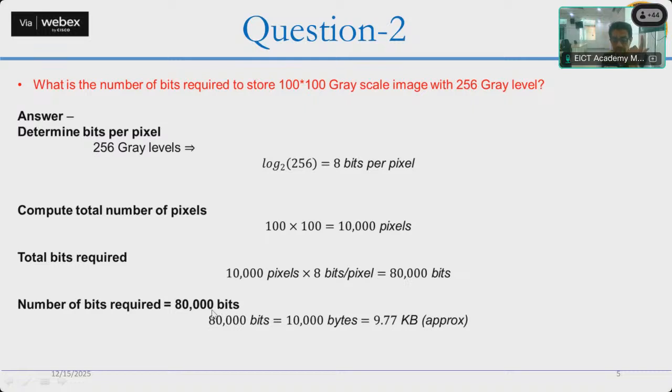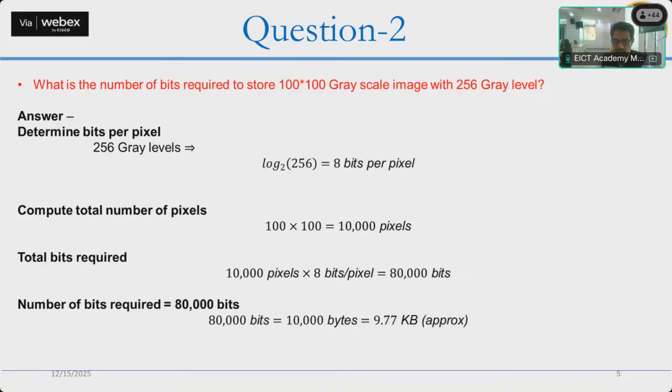80,000 bits. Some people say that the data is in the form of bytes. What is the relation? 1 byte equals 8 bits. That's why we have divided 80,000 by 8, and it is 10,000 bytes, which is 9.77 KB.